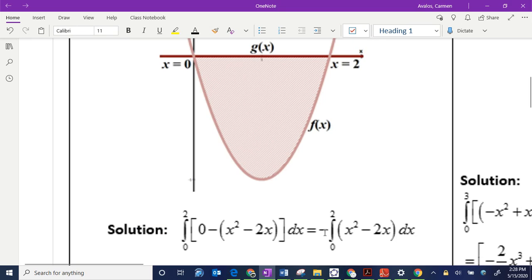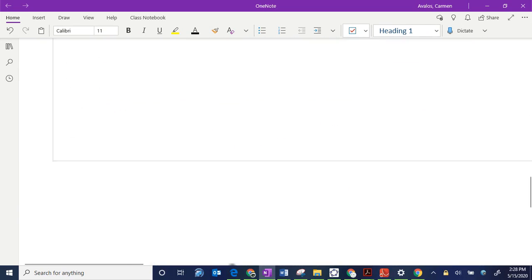This is just saying that we're going to get the opposite of the area here. We know it's below the x-axis, so normally this would be a negative area. But because we have the negative in front of it, we're going to end up getting a positive area at the end when we solve for it. So let's go ahead and solve for it here.